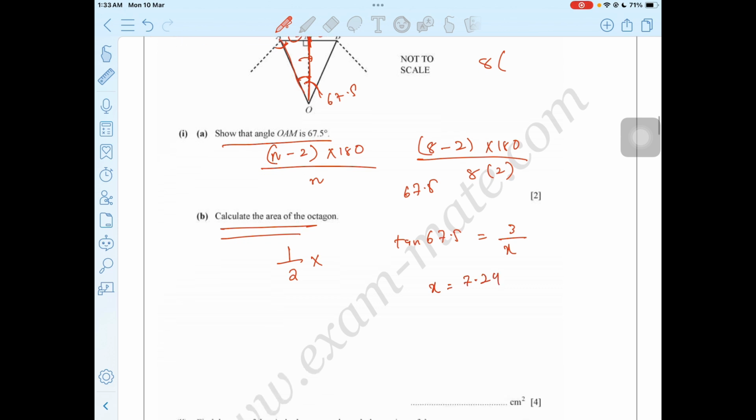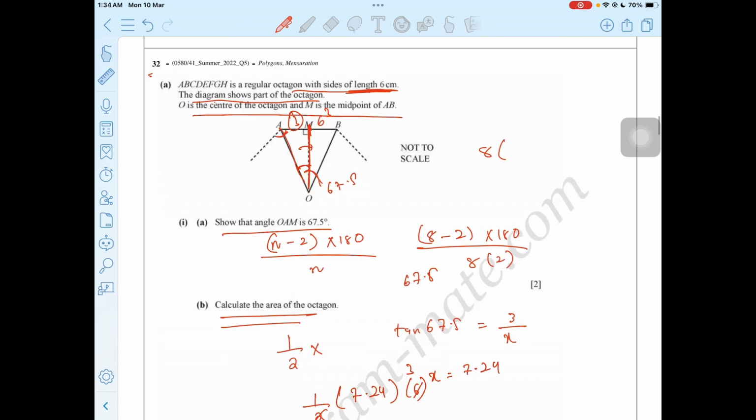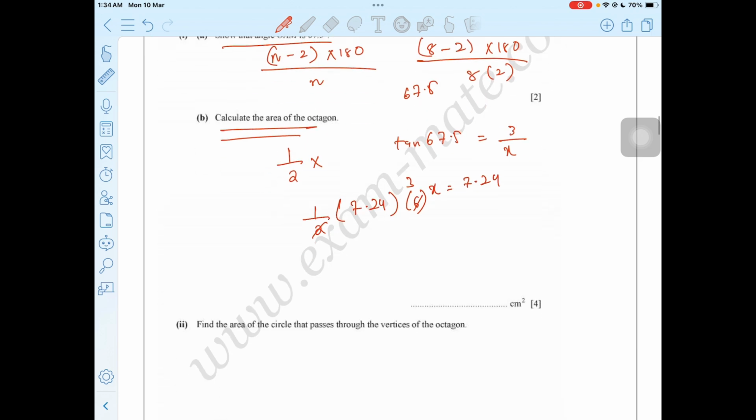Then we multiply the triangle by, we have our height, we have our base, right? So this would be 7.24 multiplied by 3. Then we multiply them by 8, right? Because there will be 8 triangles because it's an octagon, right? So we get our answer as 7.24 and then this 7.24 would be multiplied by 8. So we get our answer as 173.8.